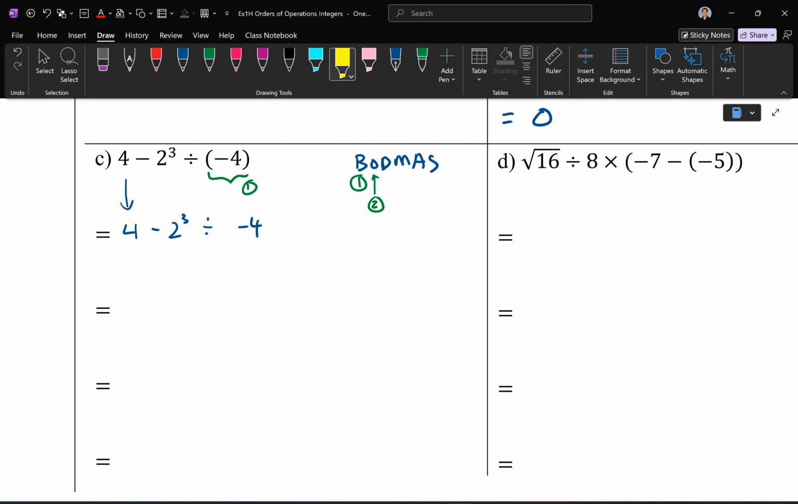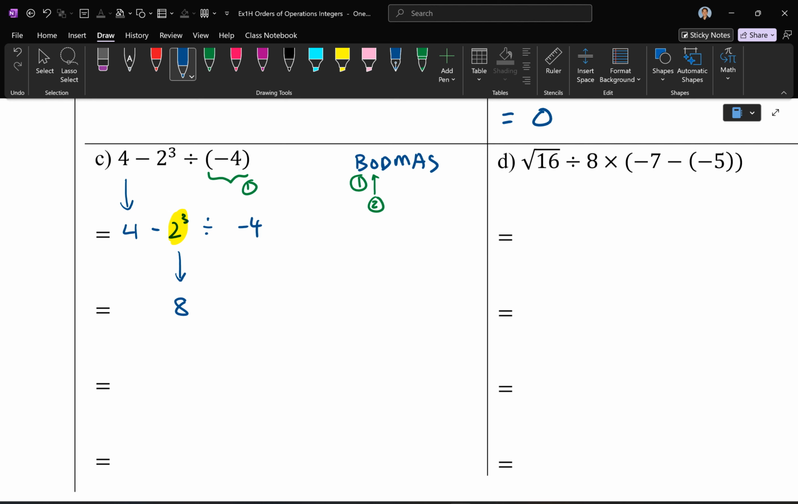And we can see I've got a 2 cubed. Okay, now remember 2 cubed does not mean 2 times 3. A lot of students write 6. 2 cubed means 2 times 2 times 2. What's 2 times 2 times 2? Let's go with Colleen. 8. 8. Very good. So I'm going to rewrite the whole line again.